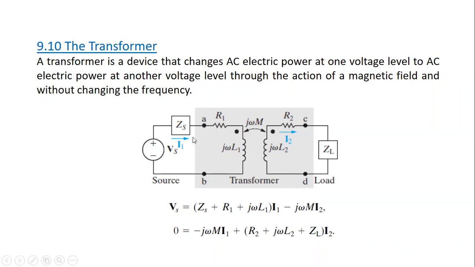So as you see here, the current is entering the dotted terminal, while here the current is entering the undotted terminal. So the current is flowing in this direction. So the current is entering the undotted terminal, while the current here is entering the dotted terminal. So if we have this difference, the sign will be negative. So here the sign is negative, and here the sign is negative. So as you see, we have two equations with I1 and I2 unknowns, and they can be solved.